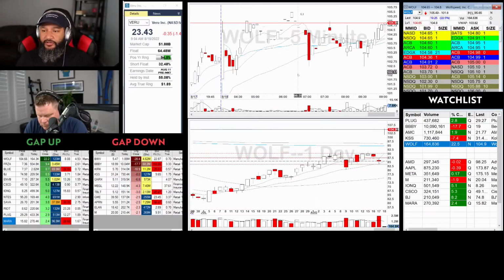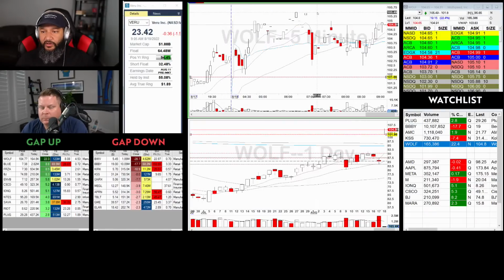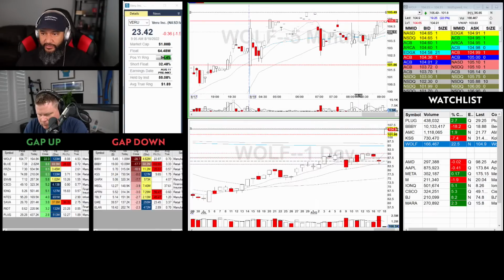Wolf popping up here, 22.5%. Again, great gap up this morning. Low of the pre-market at 101.80. Your high is all the way up here at 105.49. So again, guys, this one moves quite a bit. Be very careful. You do not need to take a whole boatload of shares to make some good money on this one. So be very mindful.